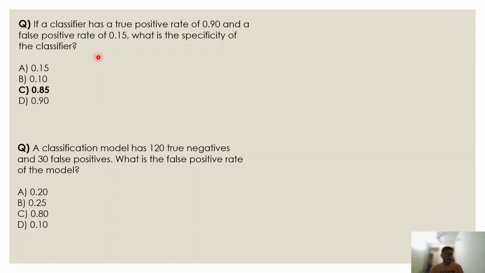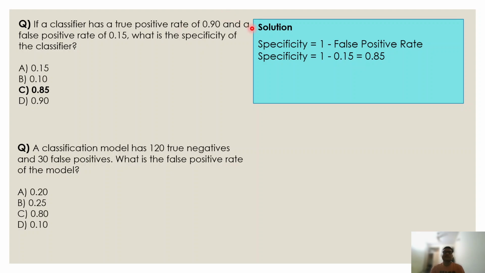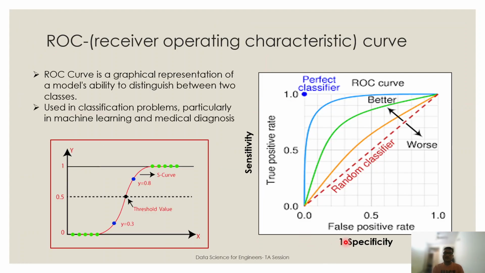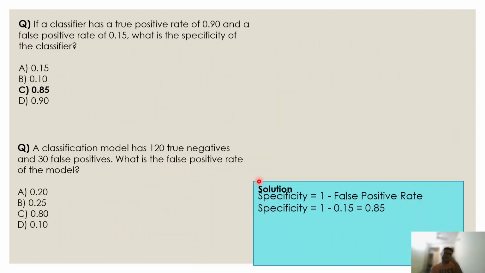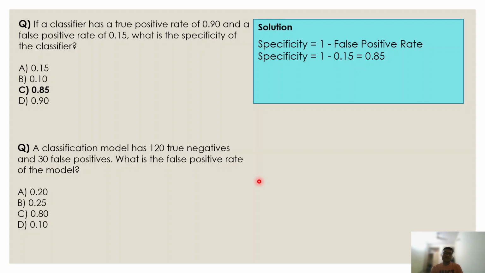So the correct answer is 0.85. Specificity is nothing but 1 minus the false positive rate. That's what we just saw here. The false positive rate is 1 minus specificity. So what exactly is specificity? It's 1 minus the false positive rate. It is a numerical twist on what we just saw above.